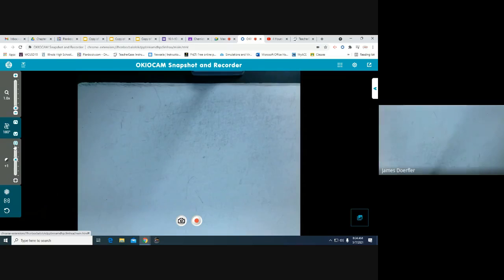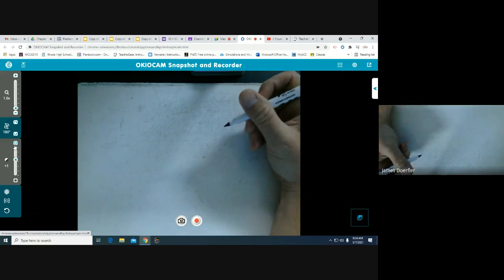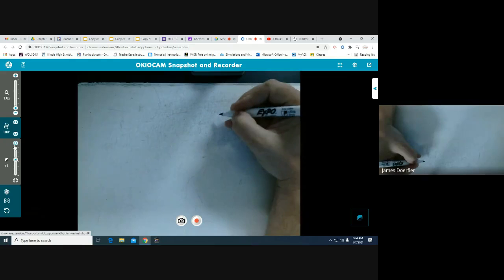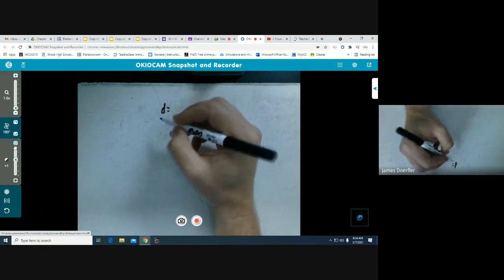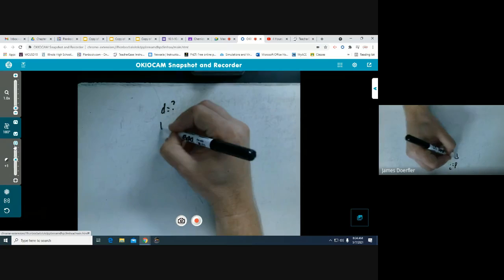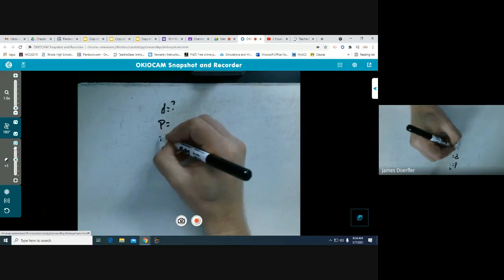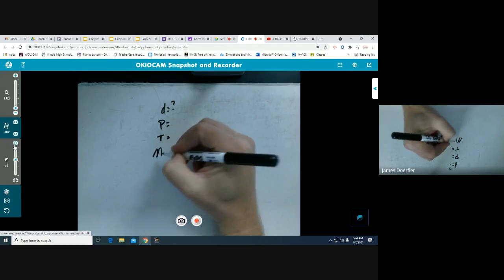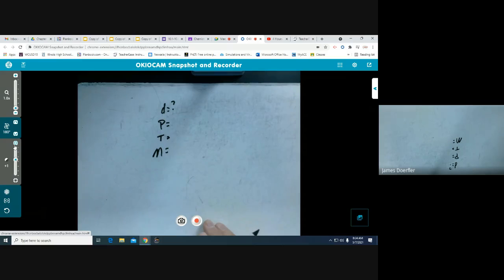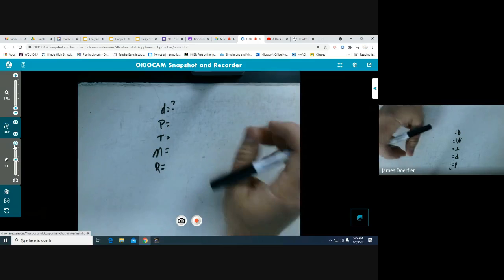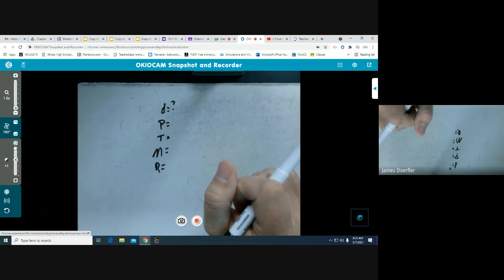So, what do we know? Well, we're trying to find the density of the gas on Titan. So, we know a few things. This is what we're calculating for. We know our pressure, our temperature, and our molar mass. That's what that weird looking M is. And we know what R is. R is going to be the same unit.